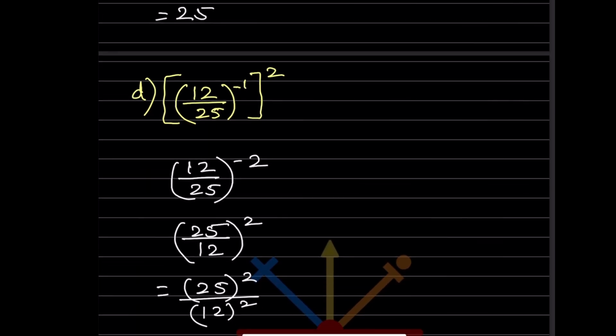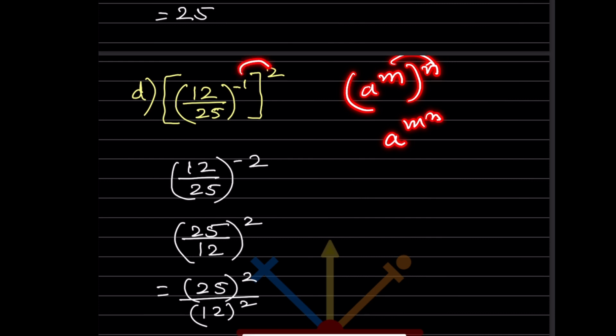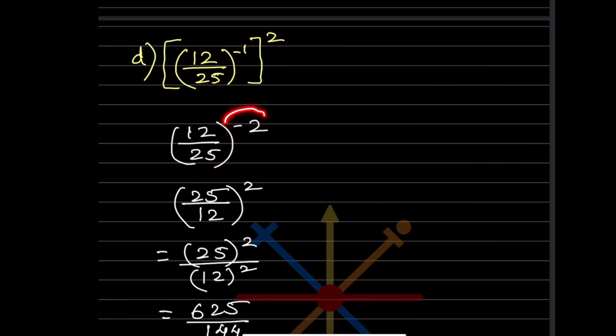Now here there is one rule, a raised to m, whole raised to n, so this will be multiplied: a raised to mn. The base stays the same. So minus 1 into 2, that will be minus 2. Now because this is a negative exponent, we have to make it positive first. So this will get flipped over, 25 divided by 2 raised to 2.